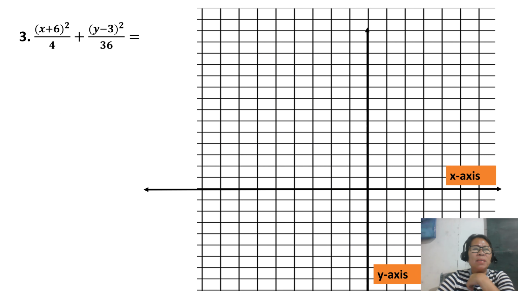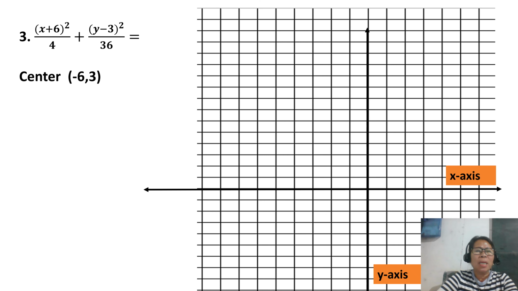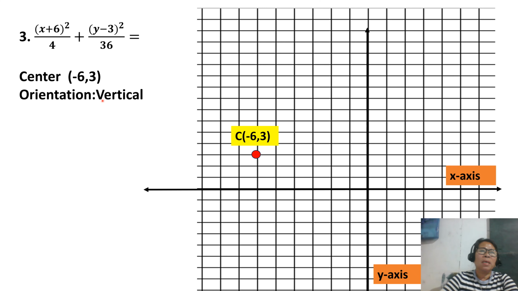Okay, so the given is (x+6)² over 4 plus (y−3)² over 36 is equal to 1. So again, this is already an ellipse with a center other than (0, 0). So the center is negative 6 from positive 6, so it's negative 6, and that negative 3 becomes positive 3. And for that, the orientation will be, okay, since 36 is bigger than 4 and the y is in our numerator, therefore our orientation is vertical.